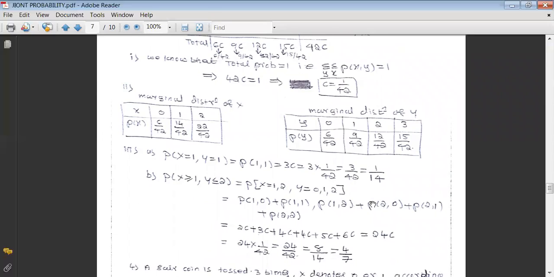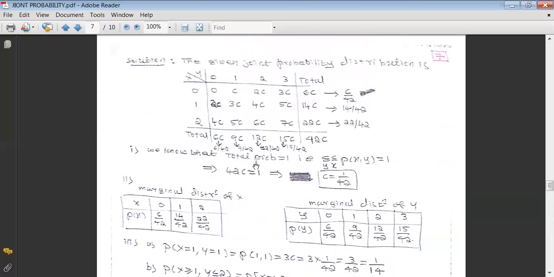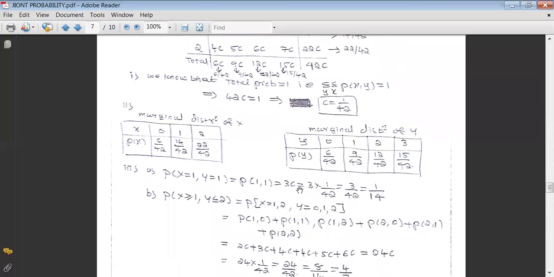And later on, they asked one more thing, the probability that x takes the value 1 and y takes the value 1. That means probability of x equals 1 and y equals 1. When x takes the value 1 and y takes the value 1, the corresponding probability is 3c. That is 3c. And we have the value of c as 1 by 42. Therefore, that results in 3 by 42. And once you simplify this, that becomes 1 by 14.